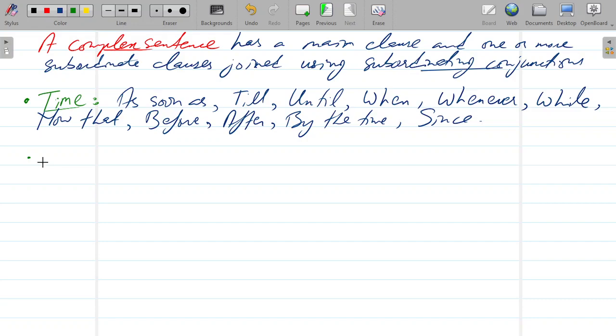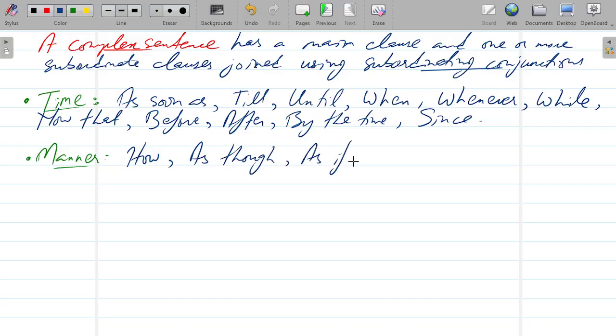Then you've got conjunctions for manner. And by manner over here, they mean how something happened, the way something happened, or how something is. And so obviously it's going to have how, and this is not the question how, as though. And it would be nice if you actually note these down.